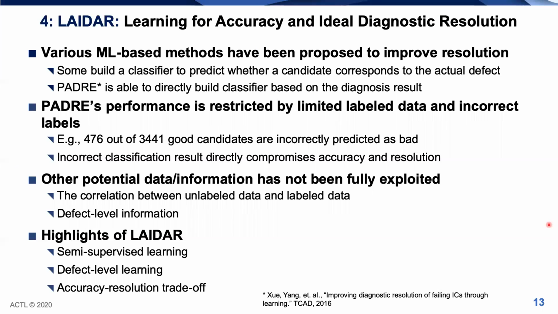On the other hand, we found that there is other potential information not being fully used, like the correlation between labeled and unlabeled data, as well as the defect level information. So in LiDAR, semi-supervised learning and defect level learning are developed. And in the corresponding ITC paper, we also explicitly discuss the trade-off between accuracy and resolution to provide practitioners with guidelines on how to tune the ML algorithm for a specific objective.